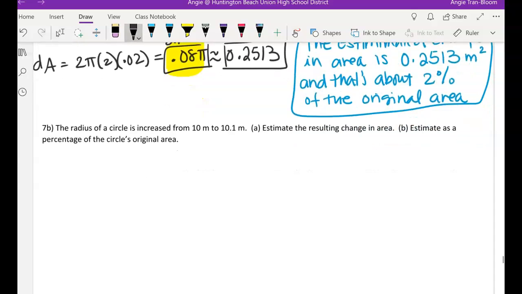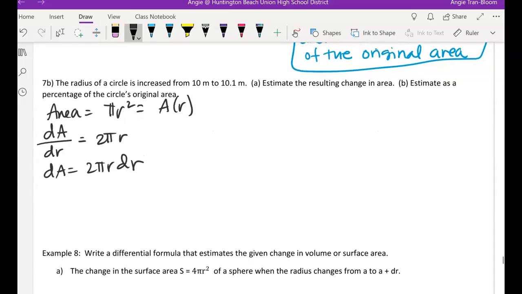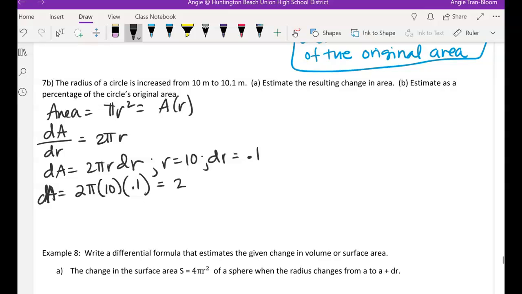Same thing, we're going to work out the same way. Area equals pi r squared, which I want to write in terms of r, so I have a better understanding of what dA over dr means. So take the derivative, multiply both sides by dr, so dA equals 2 pi r dr. Your radius is 10, so I'm going to put in 10 for the radius, and dr is going to be 0.1. So dA equals 2 pi times 10 times 0.1, that will shoot out to be just 2 pi.